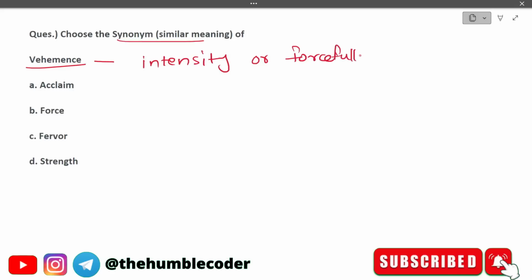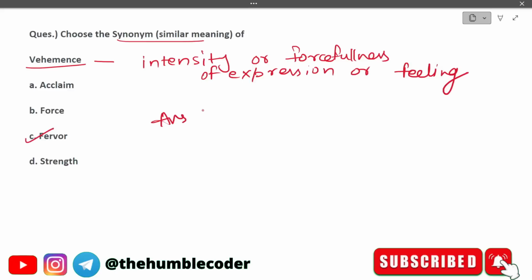Forcefulness of expression or your feeling. Vehemence is basically intensity or forcefulness of expression or feeling. Now I have written the complete meaning for you. Now just pause for a minute, think of the answer. So the synonym for vehemence is going to be fervor, which is going to be option C. Moving on to the next one.